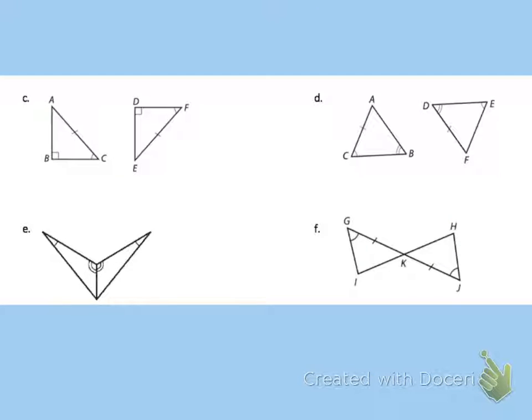So we'll take a look at a couple more together, and then I'll give you a couple to try before we move on to another example. So looking at C, I see they have a right angle, so of course we know those are congruent. We have angle C and angle F, and then we have that side AC with EF, and yep, that's enough. That's angle side, and the markings show that.